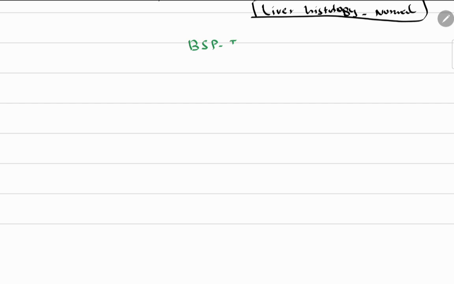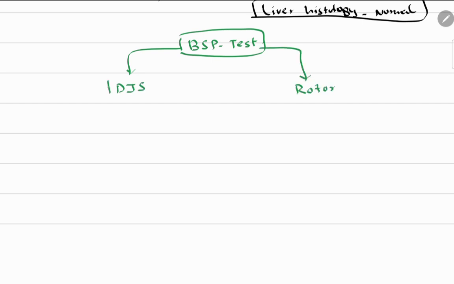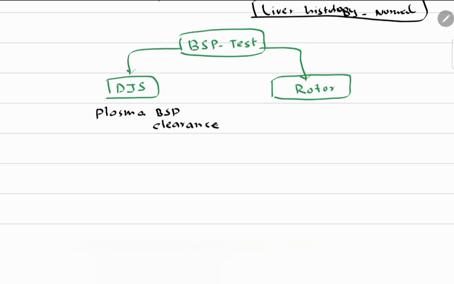Now coming to BSP test in Dubin-Johnson syndrome and Rotor syndrome. BSP means bromosulphthalein excretion test. Now coming to the principle of BSP test. BSP dye is taken up by hepatocytes. It is conjugated and excreted into bile. Any defect in uptake, storage, conjugation or excretion alters the excretion curve. Normally, less than 5% of BSP remains in plasma at 45 minutes.